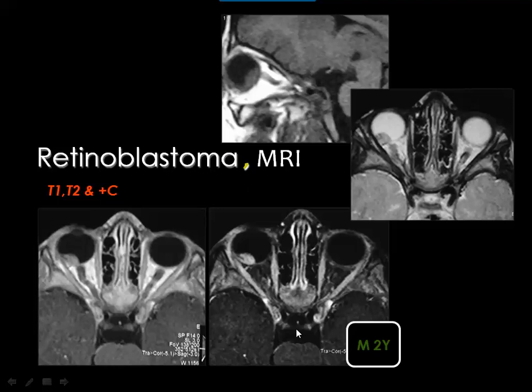Actually, the value of fat suppression techniques is not so great for evaluation of ocular lesions, especially if the lesion is confined to the globe. The lesion shows intermediate signal in T1 and also intermediate signal in T2 with homogeneous contrast enhancement.